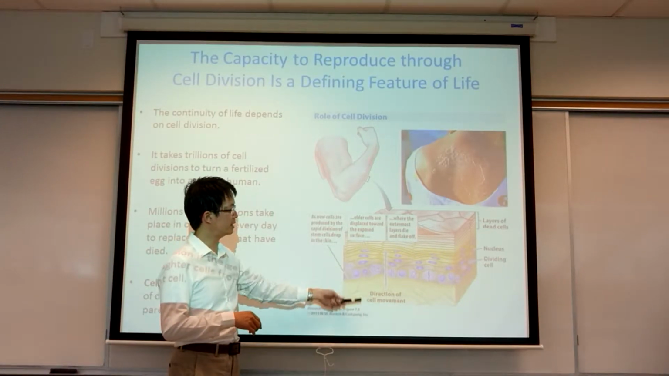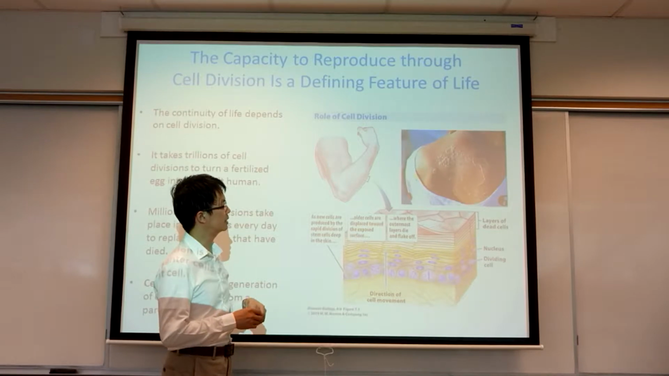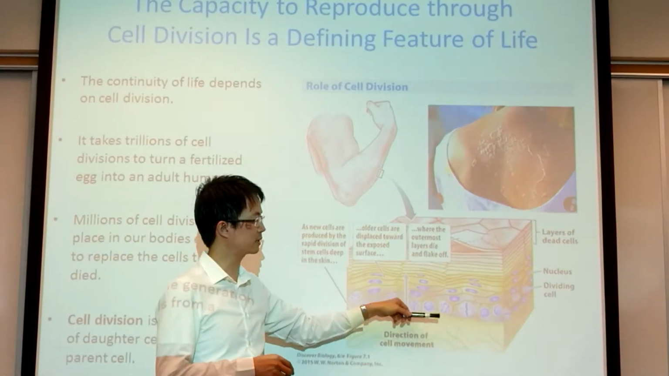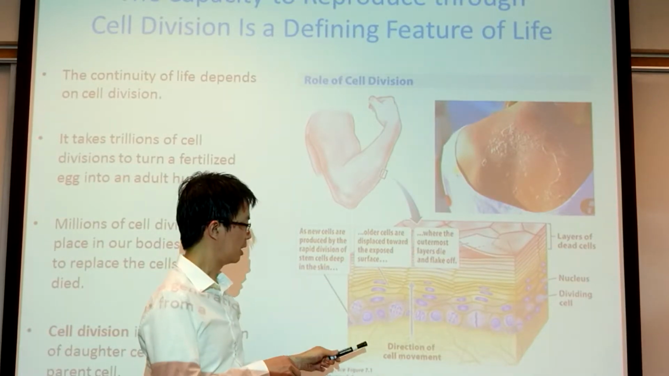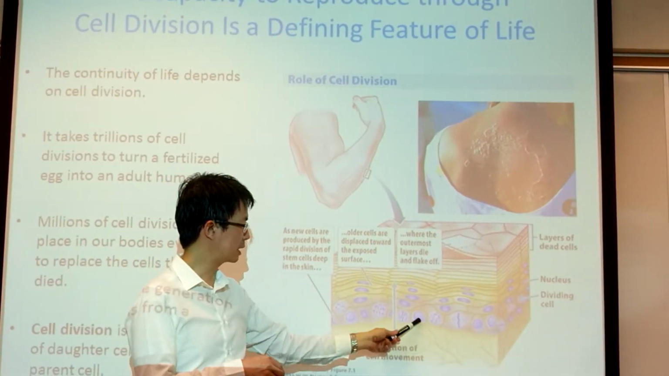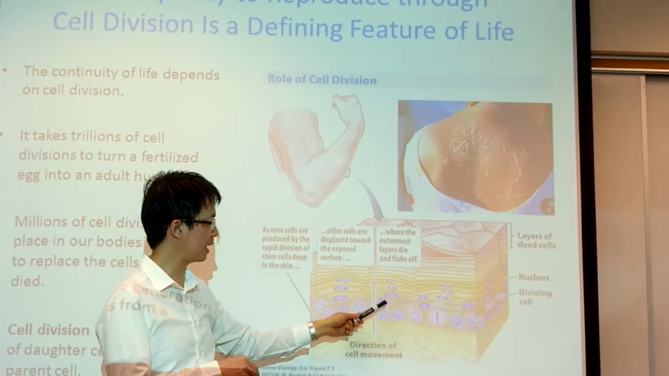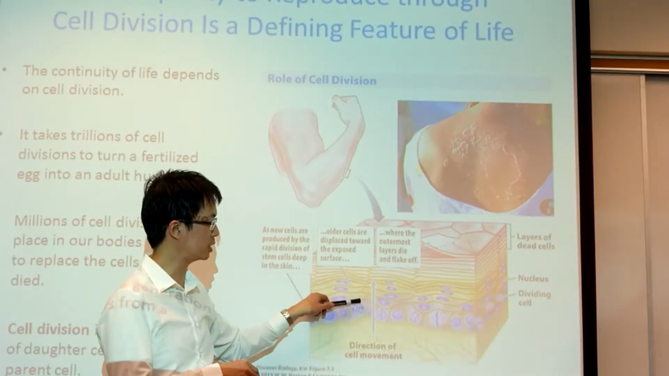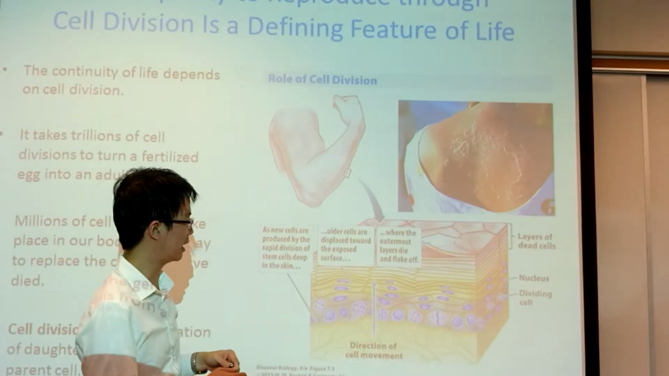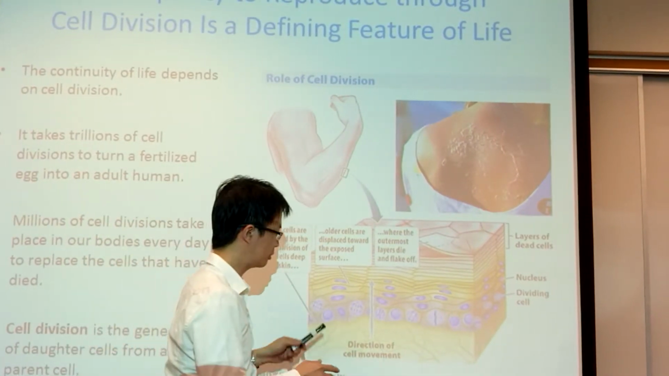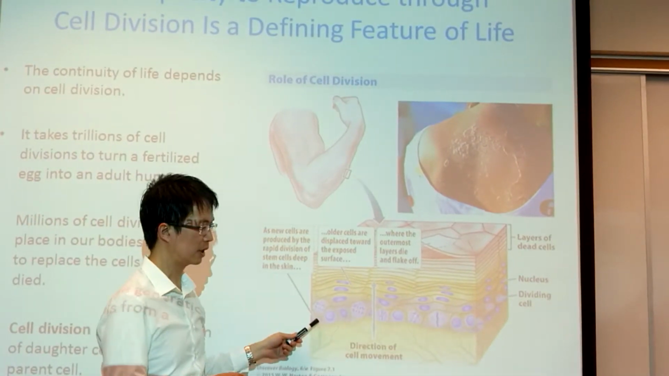On our skin, you see that we have different layers of skin. The top few layers of the skin are dead cells. But at the bottom of the skin, we have live cells that are in active division so that they can push upward to replace the dead cells. And we'll talk about cell division like this today.